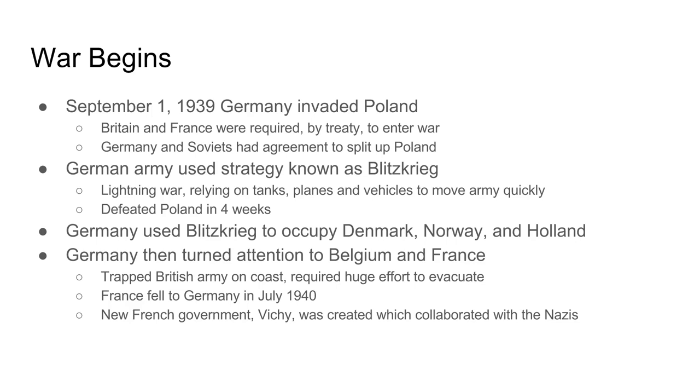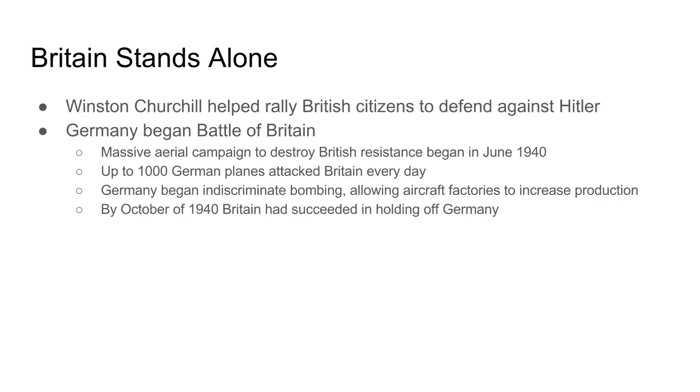And Germany has created a new puppet French government known as the Vichy government. This is a puppet government led by Marshal Pétain, and it collaborates with the Nazis, and it really is not popular amongst the French, but they feel like they have no other choice because they were so soundly and quickly defeated by the German army. So, by 1940, almost the entirety of Europe is conquered by Germany. And that leaves Britain standing alone.